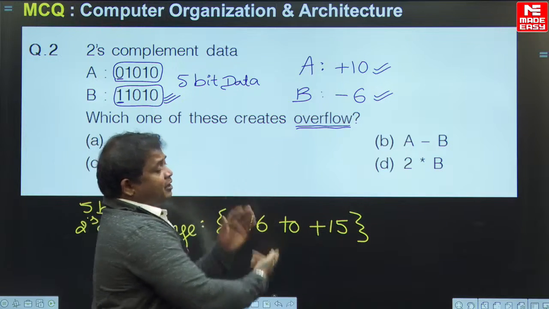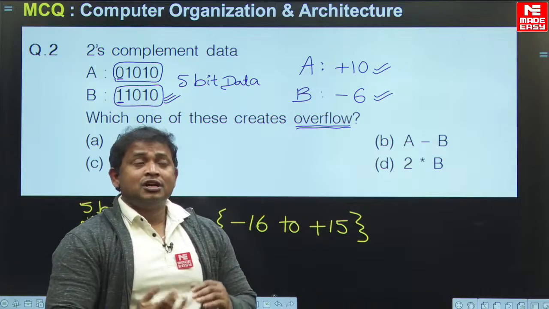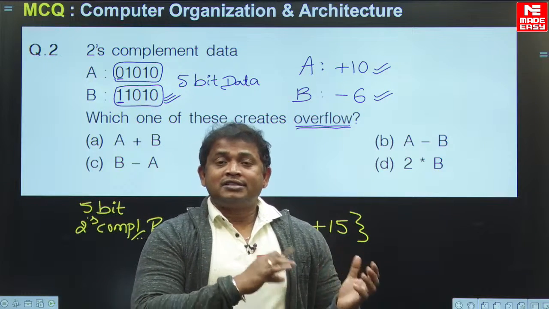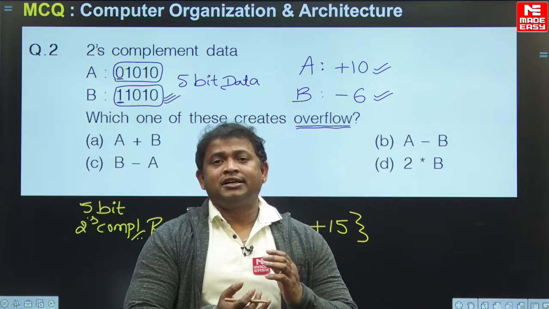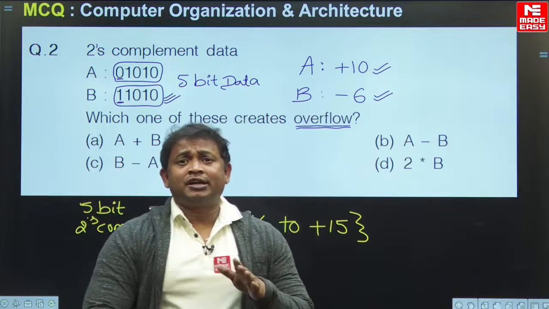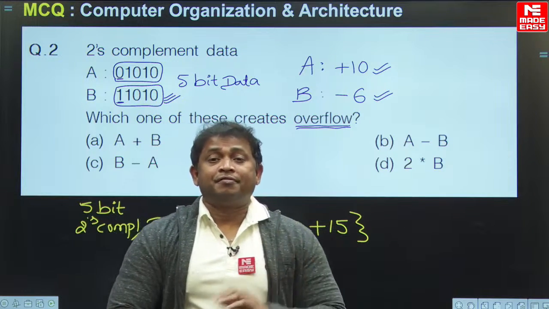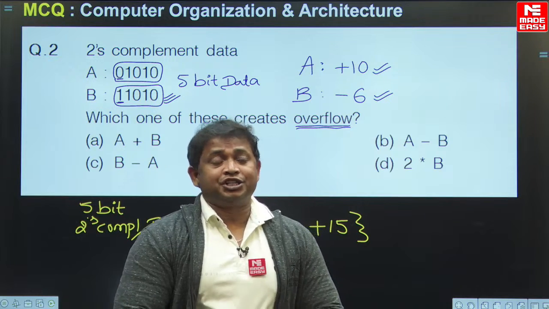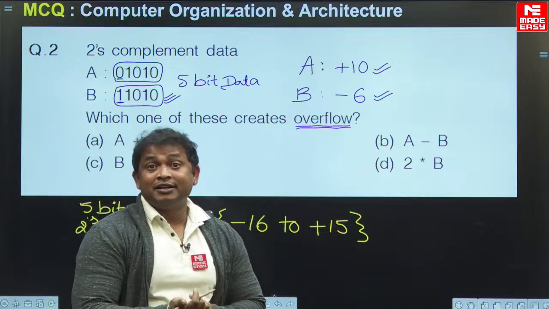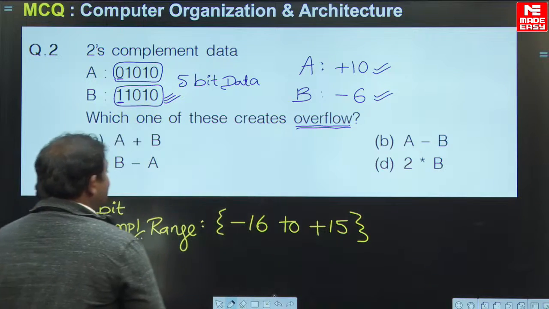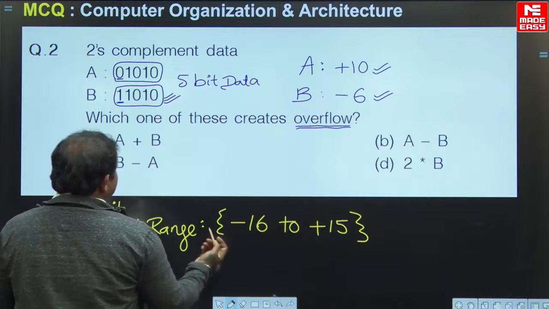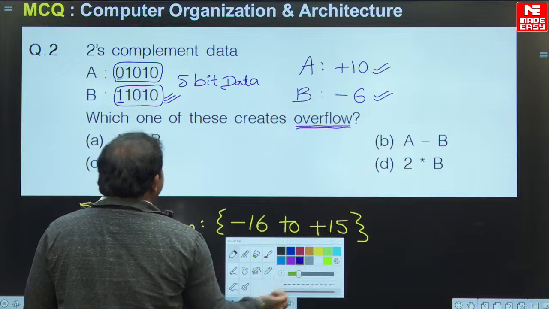So after performing the above arithmetic computations, we need to identify the result's status in this range. If the result is present in the range, that is not an overflow. When the result is out of range, that is called the overflow condition. I hope you all gave the right answer to this question, right? Because you know the concept. Fine. So A plus B, here only you can do the calculations.